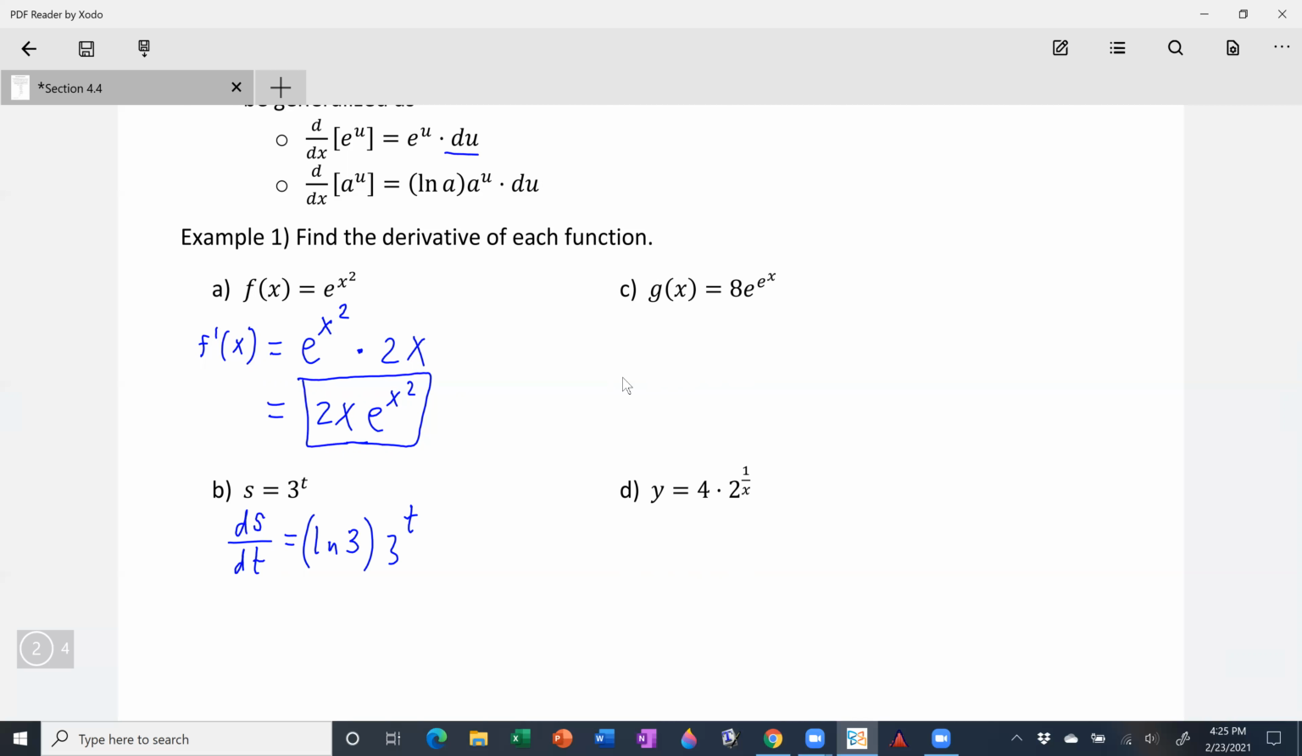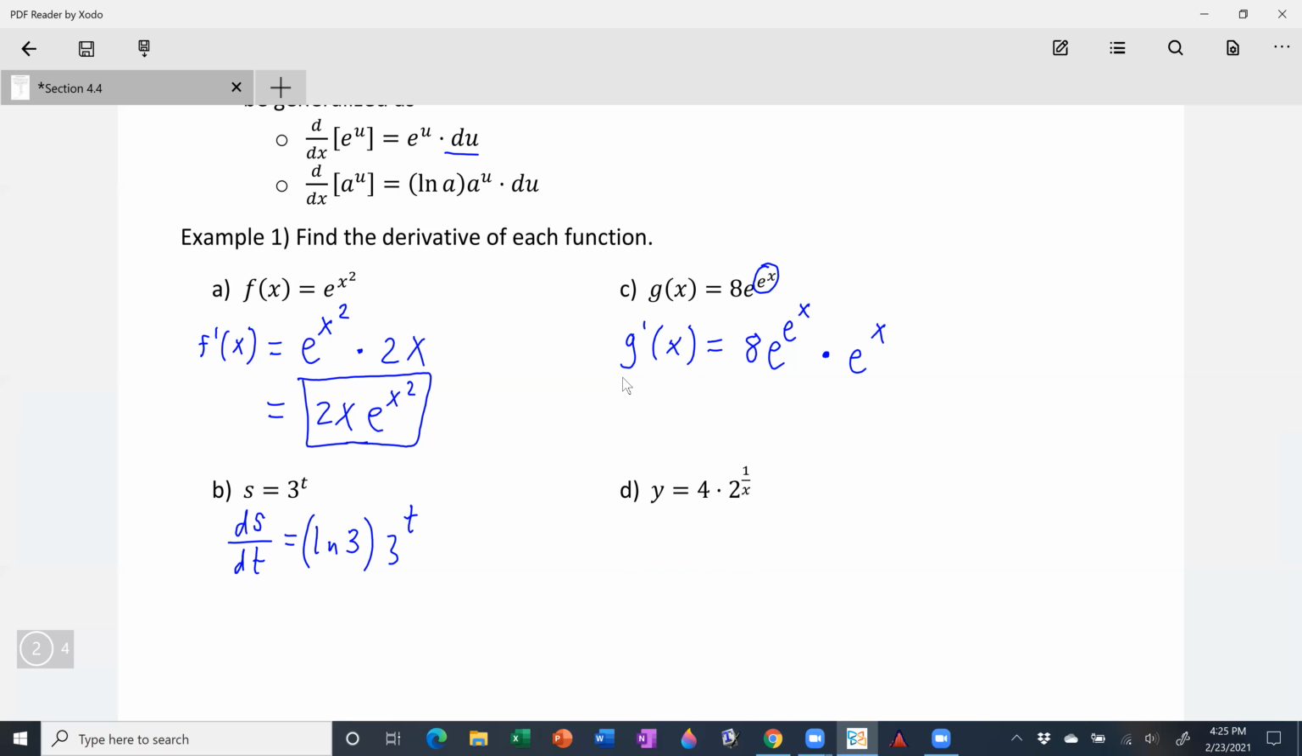Okay, let's proceed. Part C, g of x equals 8e to the power of e to the power of x. All right, so this is a little weird. Let's write this out as g prime of x equals. Okay, so this is 8e to the stuff. So the derivative of e to the stuff is itself, including the constant. Okay, so that's itself. And then times the derivative of the stuff. So the derivative of e to the x up there is just e to the x, right?